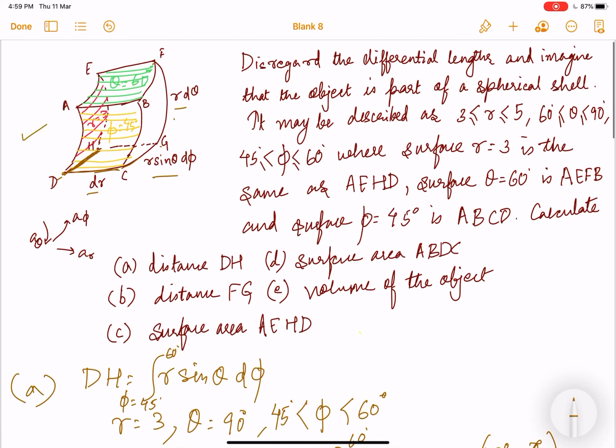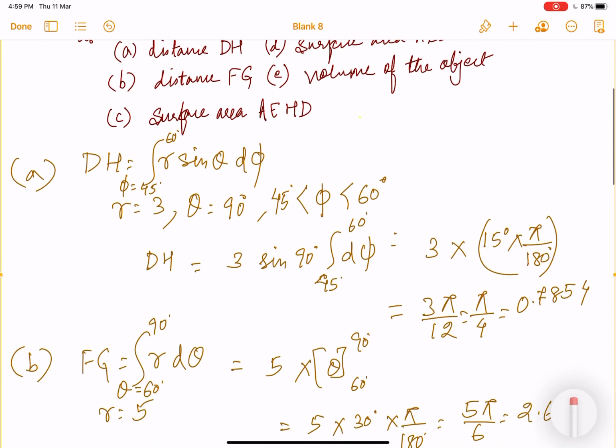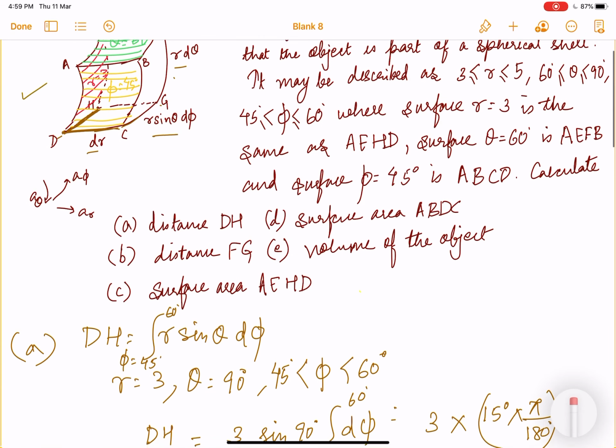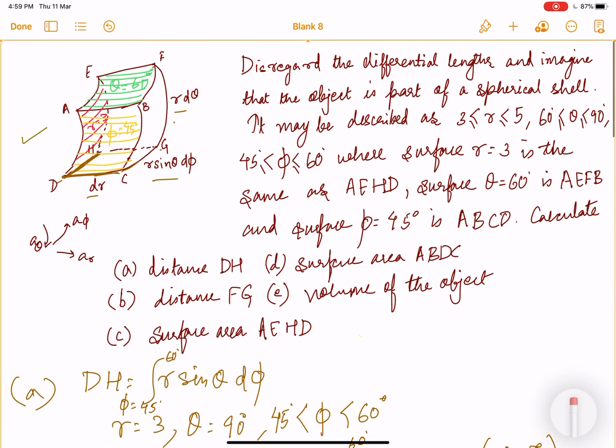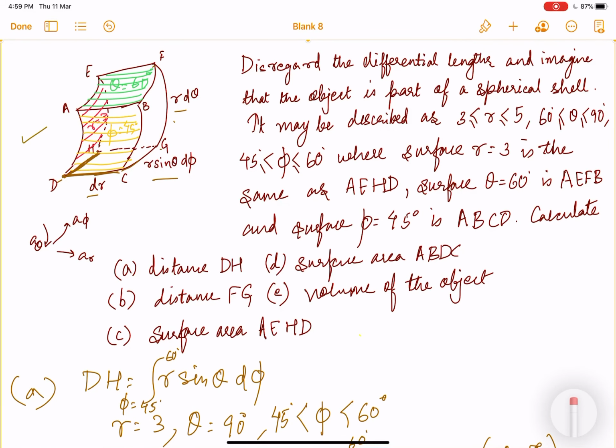I hope you got this point that for a line integral, you just have to integrate once. For surface area, you have to integrate twice, and for volume, you have to integrate thrice. dr, d theta, d phi, all three, you integrate. This is very important for holding on to your concept, so that ahead, whatever questions come, you are able to solve them well.